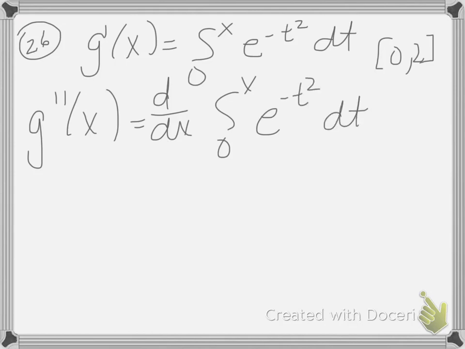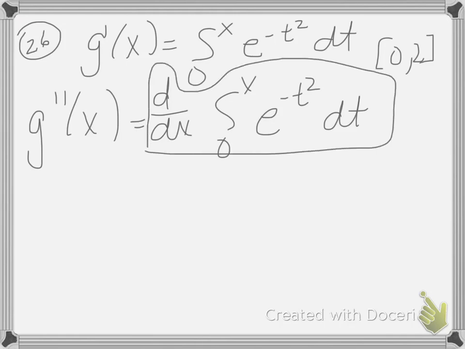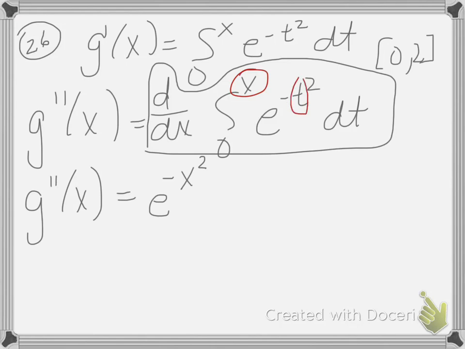Okay, and you can see by making this into the second derivative, you now have the second fundamental theorem of calculus. So g double prime of x is actually just equal to e to the negative x squared, and that's because I'm taking this x and putting it in as a t. Okay, so e to the negative x squared is also equal to 1 over e to the x squared, just in case we need to look at it that way.